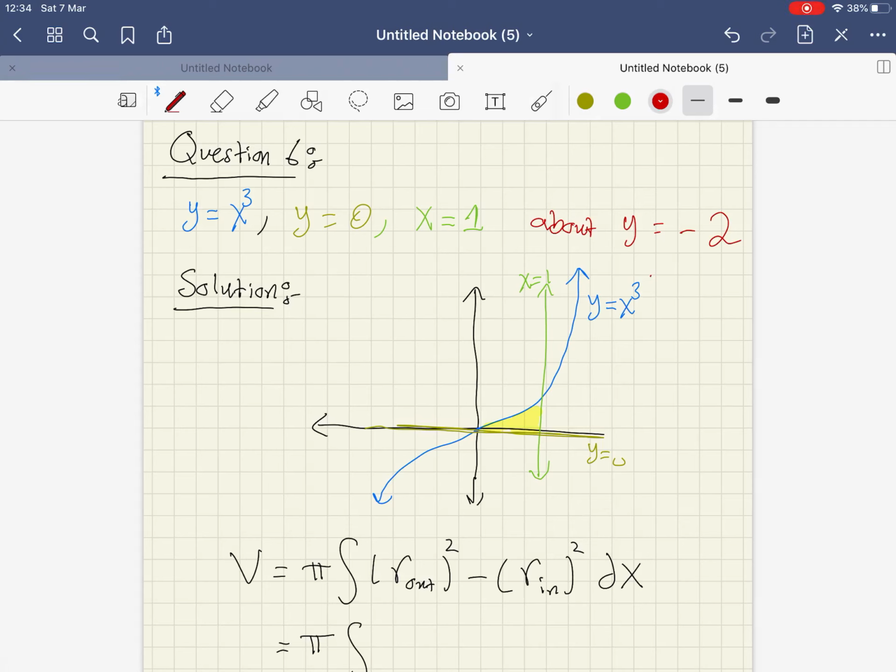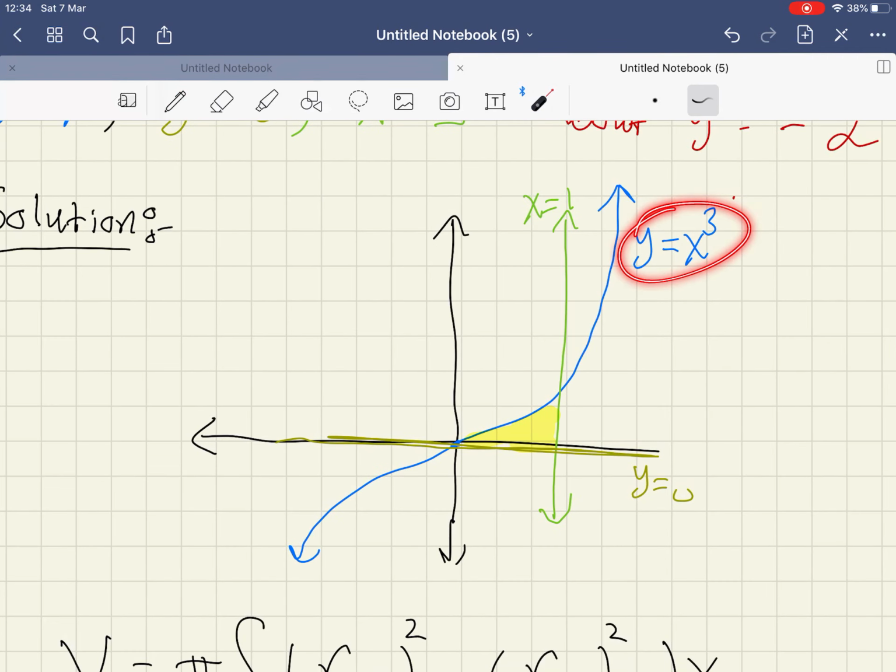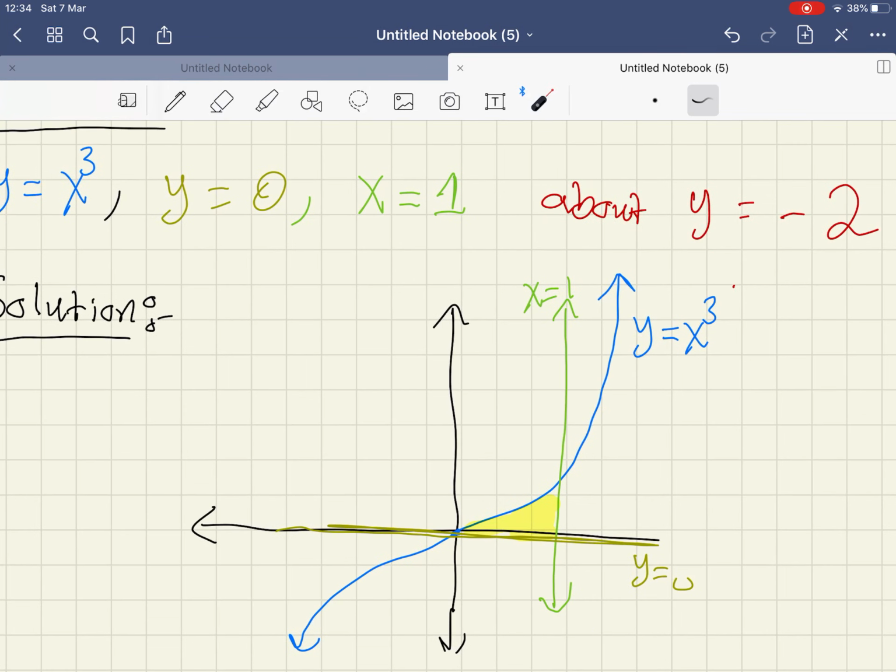Okay, welcome back to question 6 in section 6.2, finding the volume using the washer and the disk methods. Here we have a region between three functions. I already sketched it just to save the time. Between y equal x cubed, x equal to 1, and y equal to 0, we get this region up here. And now the rotation is around the line y equal -2.